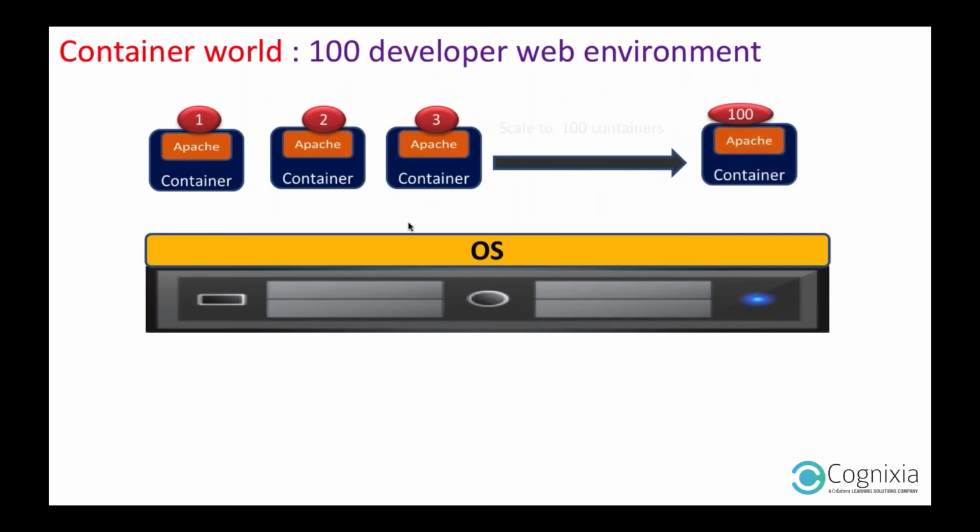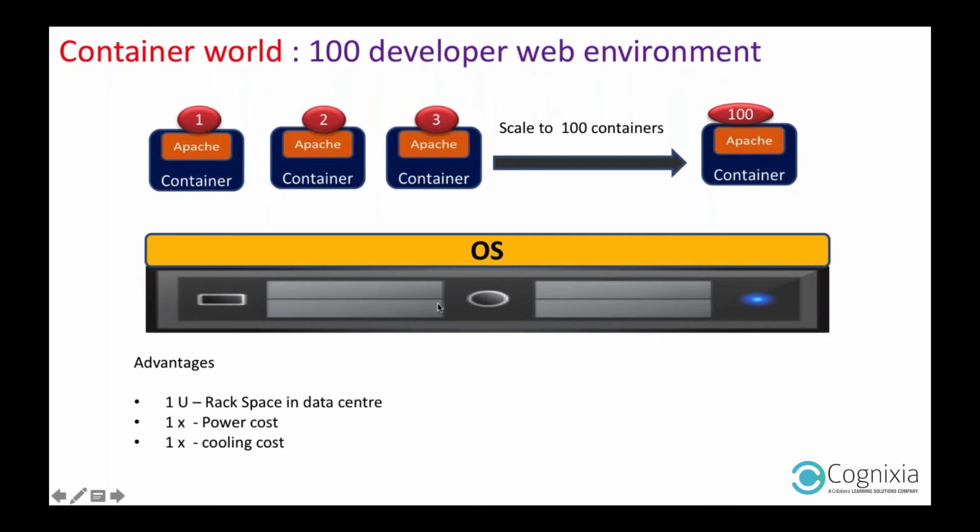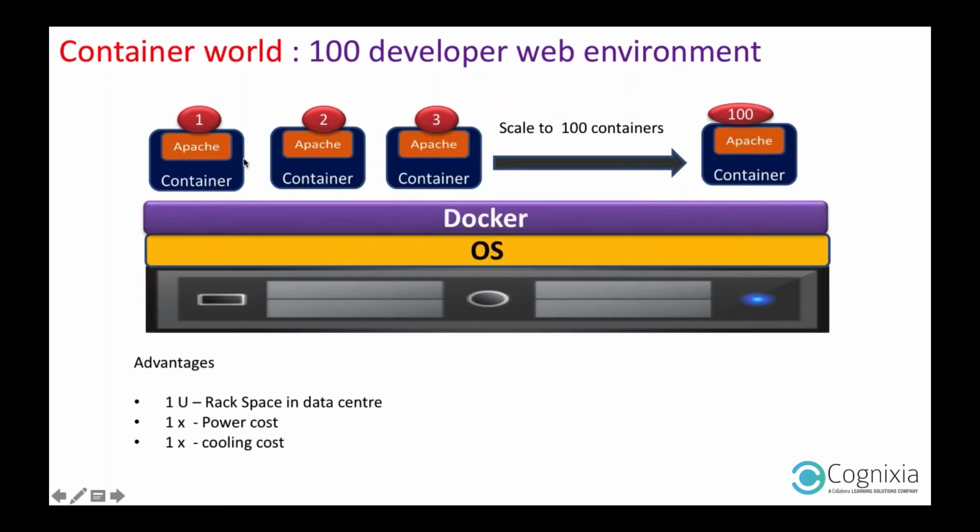Now the advantage is you use one rack space, because only one physical server you buy, and 100 containers means 100 projects which are isolated from each other. 1x the power cost and 1x the cooling cost. Now, the one that is actually allowing you to do this container world is Docker. So Docker is allowing you to share the operating system kernel with every container.